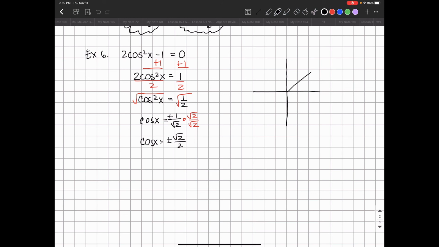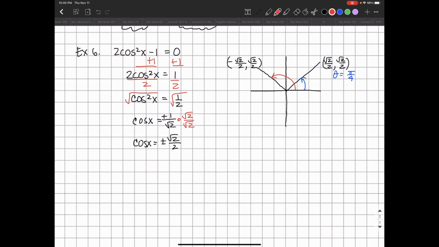I'm focusing in on my first and second quadrant, where the x value is square root of 2 over 2. So I have this point here in the first quadrant, and I have negative square root of 2 over 2, comma square root of 2 over 2 in the second quadrant. For this angle here, I know this angle is pi over 4. And I know that this angle here is 3 pi over 4.